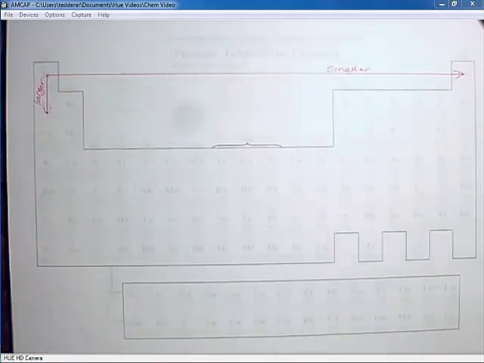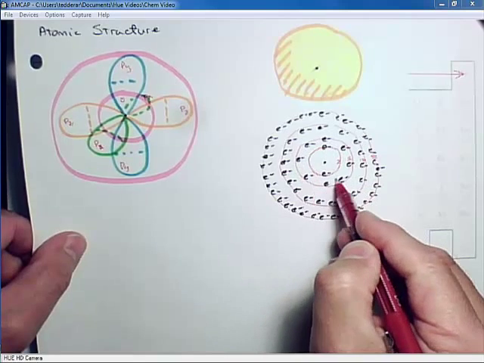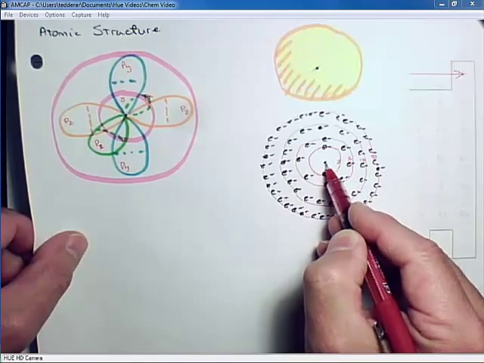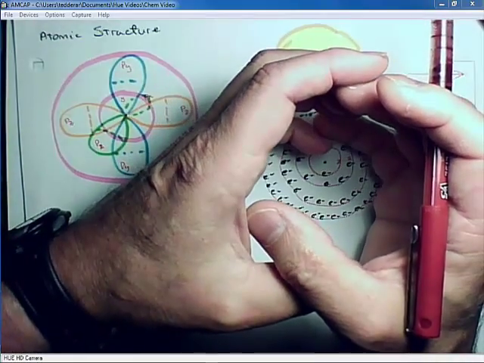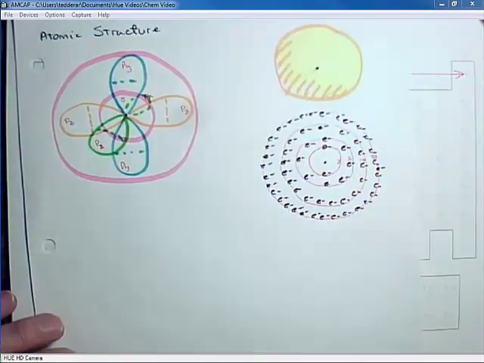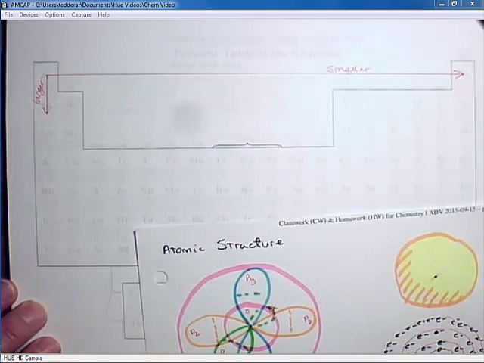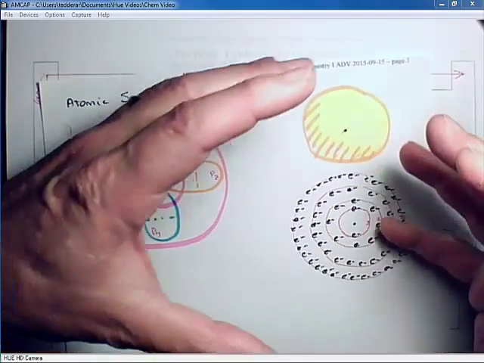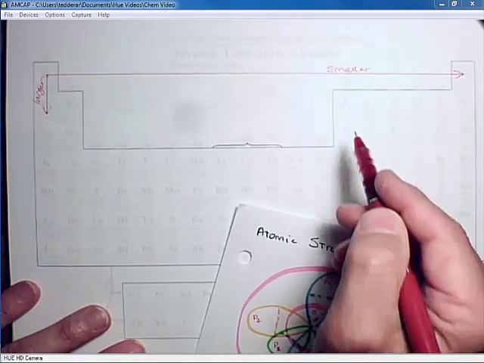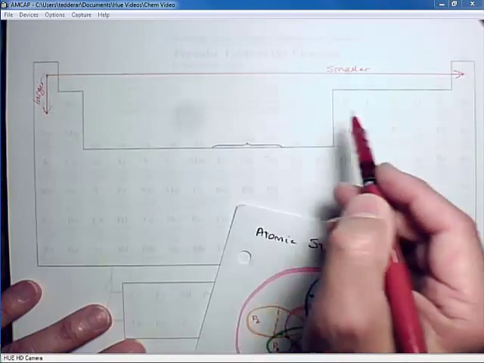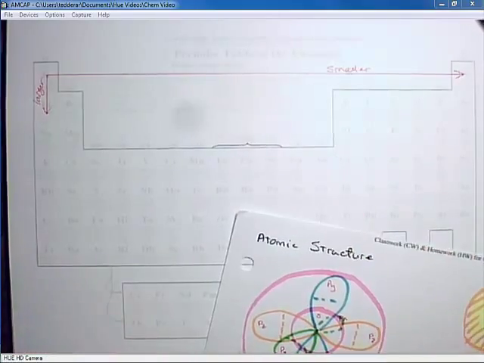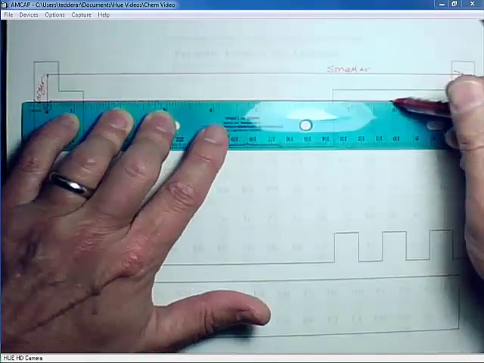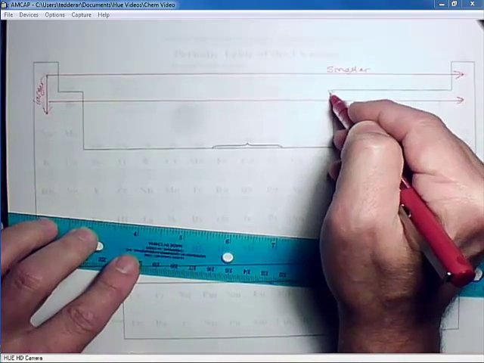But in this second row, if I add a second electron and another proton, I've got more to pull it in tighter. You with me? And so beryllium is smaller than lithium. If I put a third electron out here and another proton in the nucleus, that's something else that can pull it in tighter. Boron is smaller than beryllium. Carbon is smaller than boron, and so forth. And so in this row, as we go from left to right, it becomes smaller.